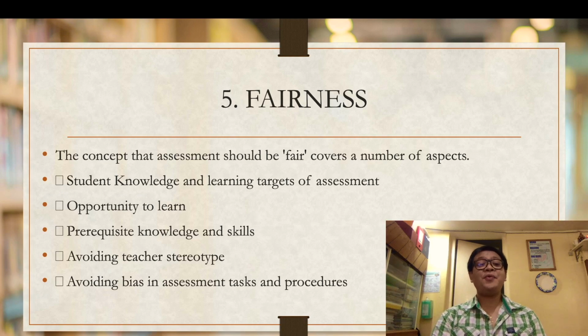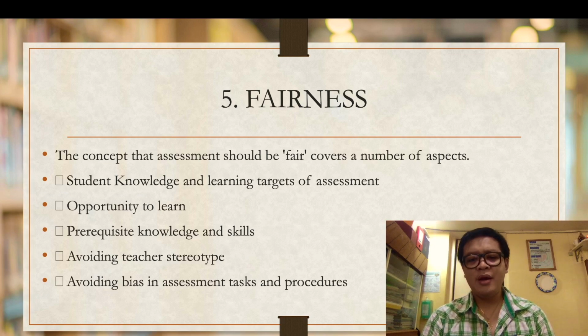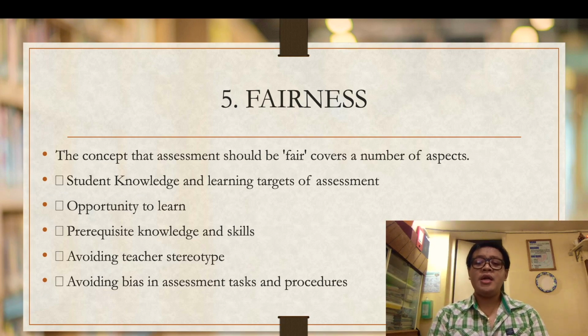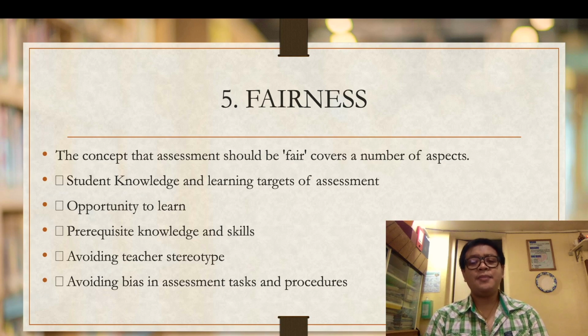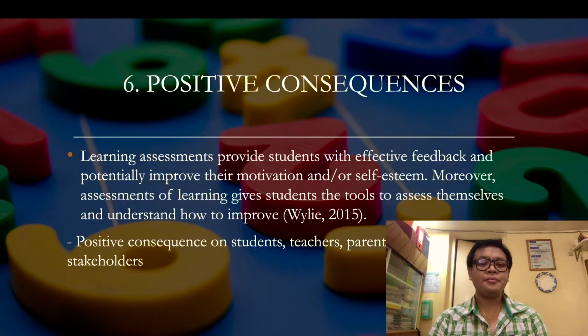Number five, that would be fairness. The concept that assessment should always be fair covers a number of aspects. So what are the aspects being covered? Number one, student knowledge and learning target of assessment. Number two, opportunities to learn of the student. Number three, prerequisite knowledge and skills. Number four, avoiding teacher stereotype. Number five, avoiding bias in assessment tasks and procedures. Number six would be positive consequences.